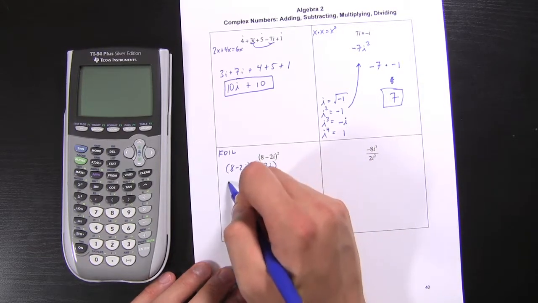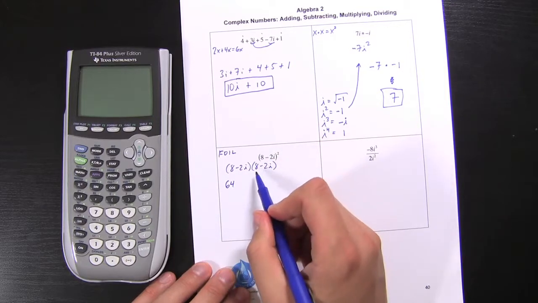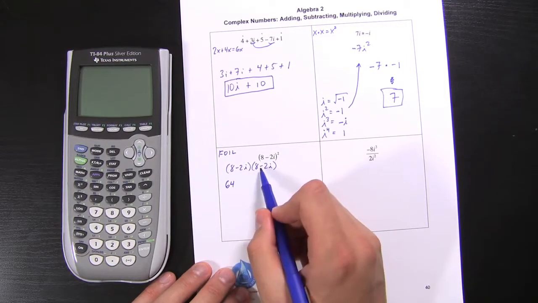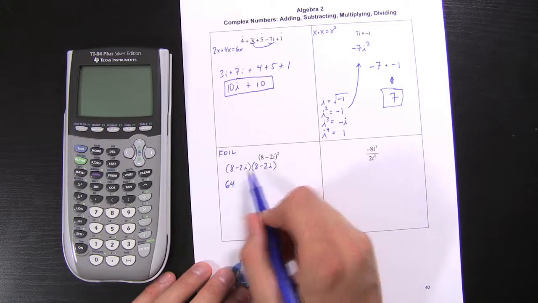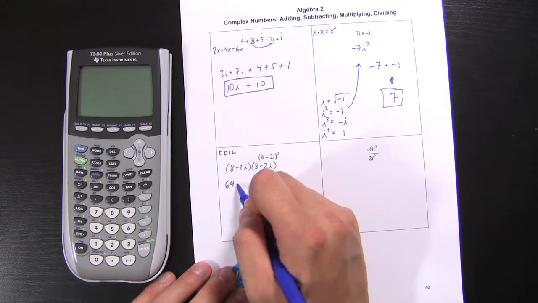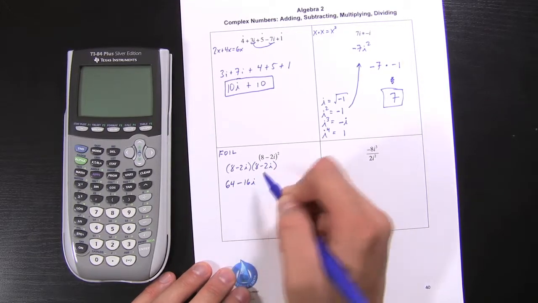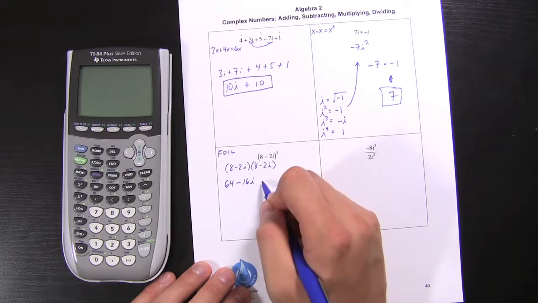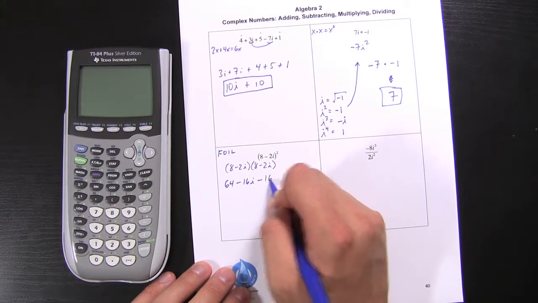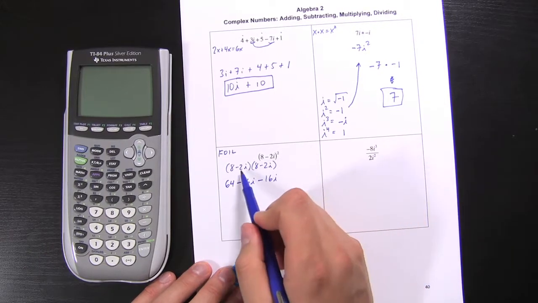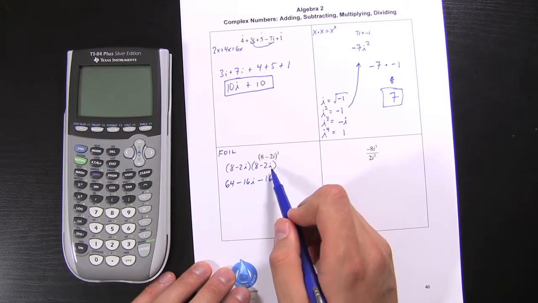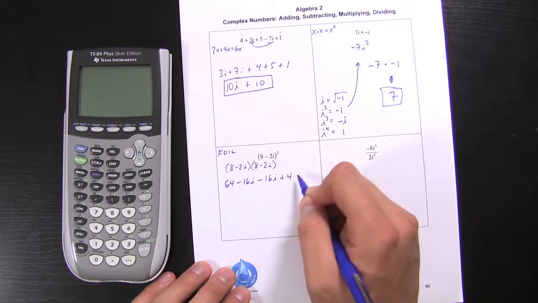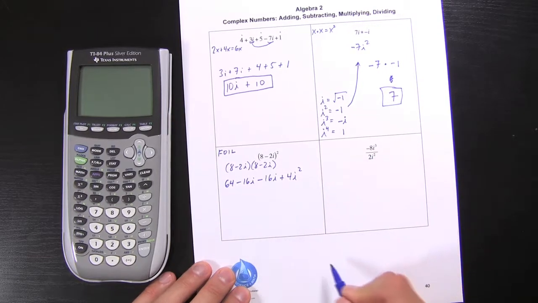So 8 times 8 is 64, right? We're going to go with the first term, 64. Outside term is 8 times -2i, which gives us -16i. The inner term is -2i times 8, which is again -16i. And then finally, -2i times -2i gives us positive 4i squared.